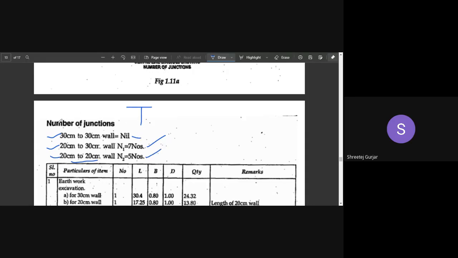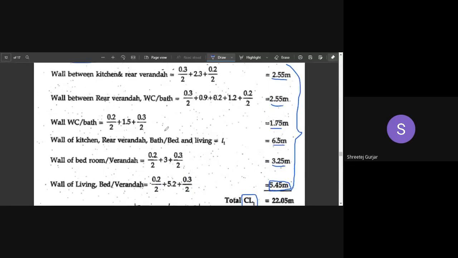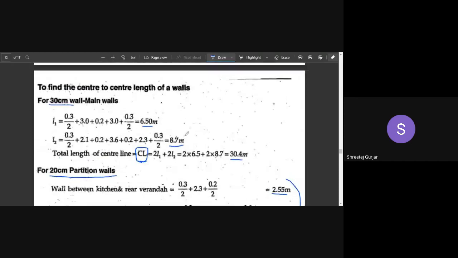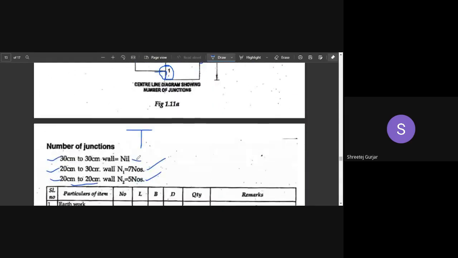So I hope the number of junction calculation is clear. This is the main part wherein students make mistakes, either while calculating the number of junctions, or while calculating the center line lengths. So be careful while doing these steps. This is the first step, this is your second step for 20 centimeter wall, and your third step is your calculation of the number of junctions.